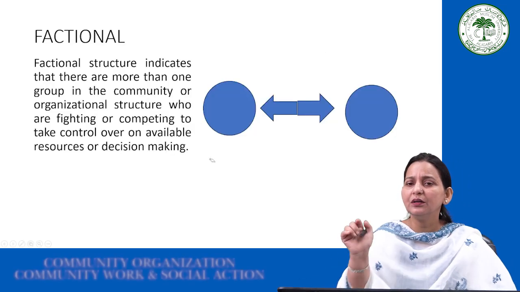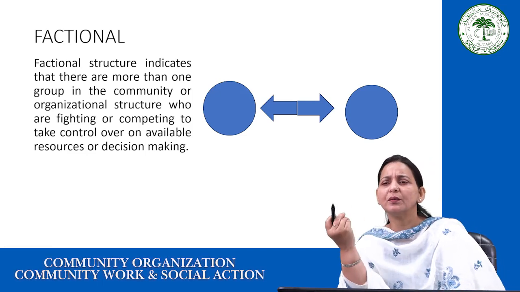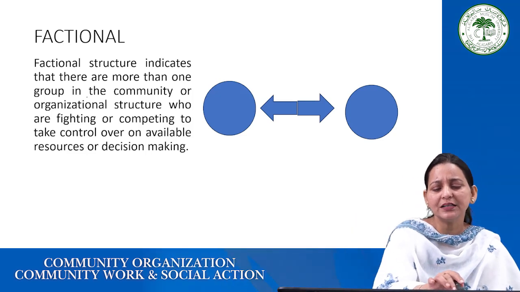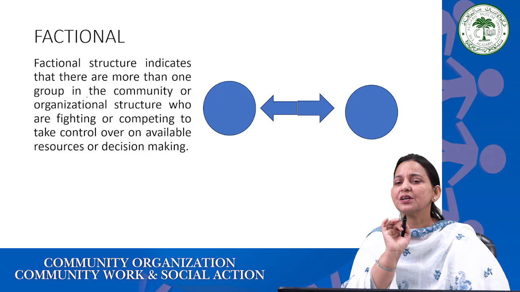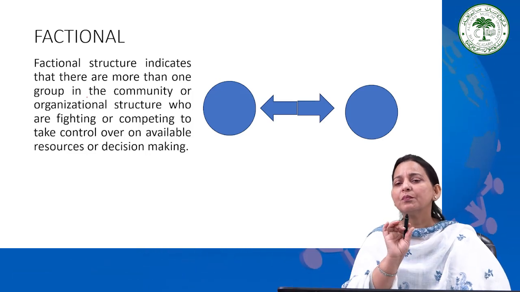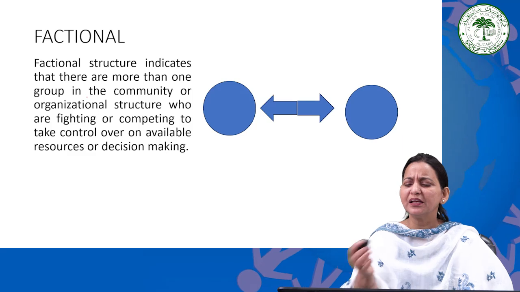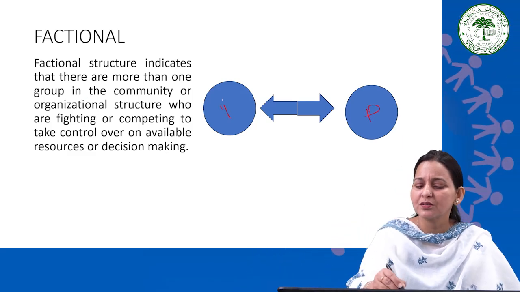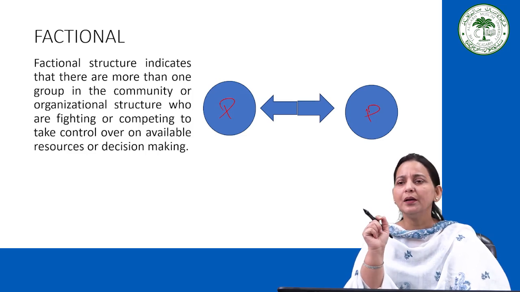Next is the factional structure. If you look at the definition, it is more about the pluralist power structure. The factional structure indicates that there is more than one group in the community or organizational structure, who are fighting or competing with each other to take control over available resources and decision making. This is a common phenomenon: there may be many power structures within a community fighting and competing with each other to get the major power.